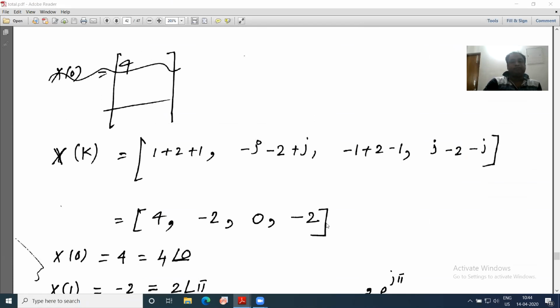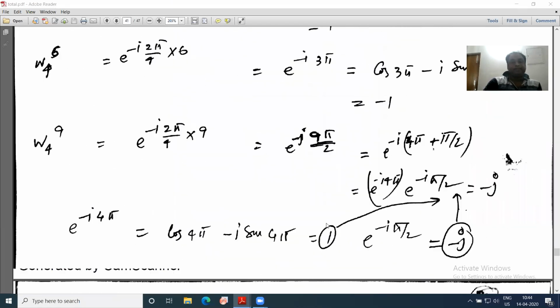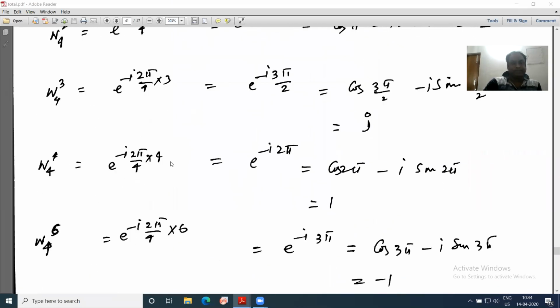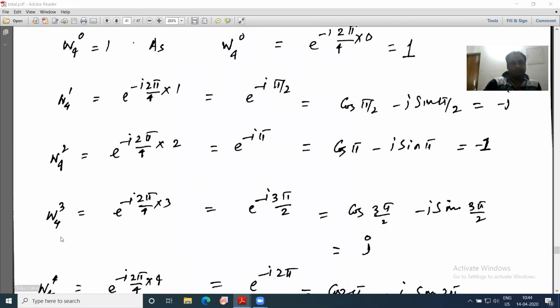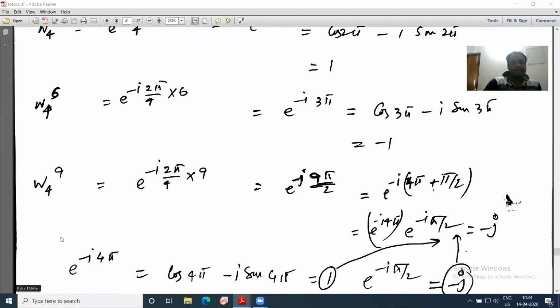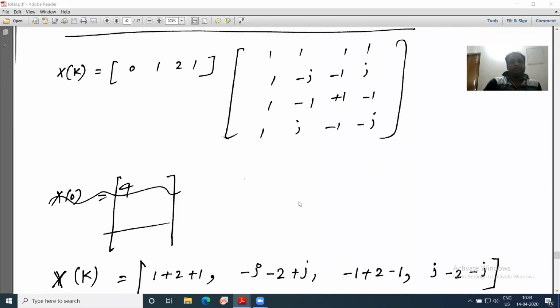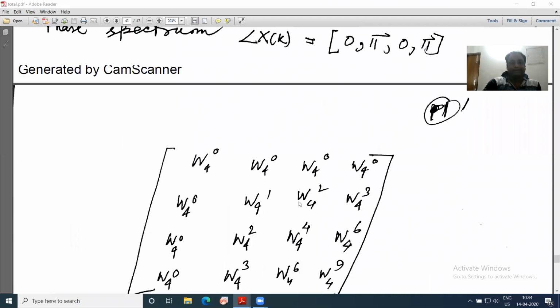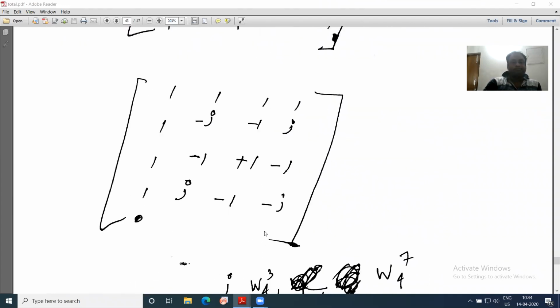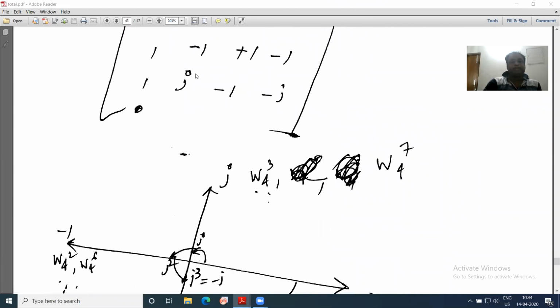So instead of all this calculation, like W4^0, 1, 2, 3, 4, 5, 9 and all this, you can use this diagram directly and put the value, so that it will reduce the calculation. Even if you don't calculate, you can still write the value, and there is no exception for this, so you can do that.